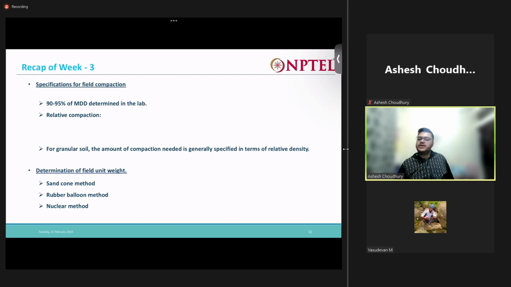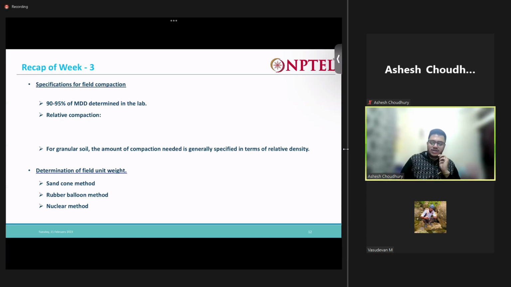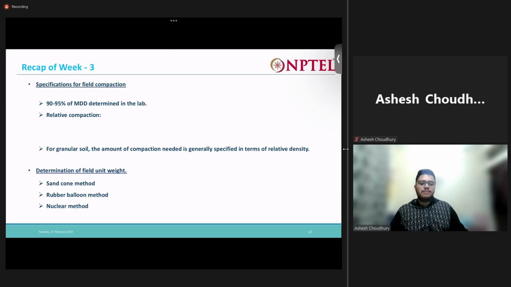Now, specifications for field compaction. In the lab, by the Proctor test, you can achieve a certain amount of compaction, a certain dry density for a particular soil. So first you do the experiment in the lab, and then you have to translate this same dry density to the field. Say I need to construct an embankment using this same soil in the field. What I need to do is instruct the site engineers that this much dry density needs to be achieved.